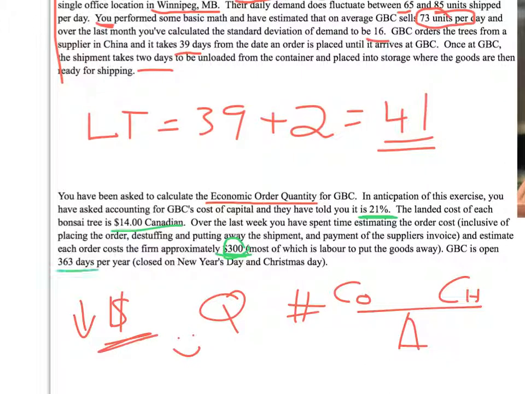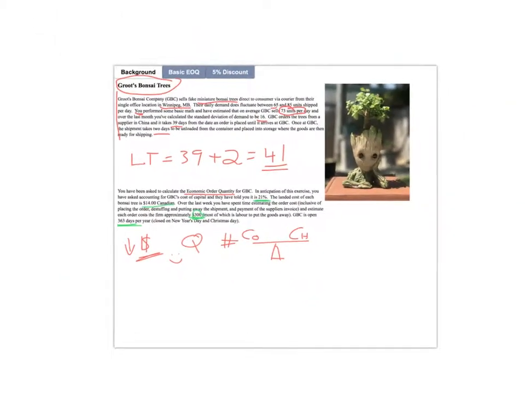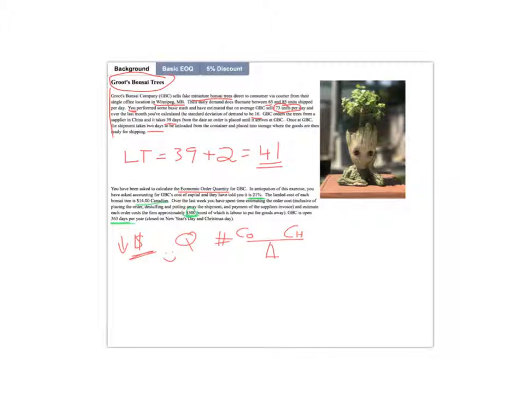We also need to know what our annual demand is for the formula. So we know, given this write-up, that GBC, or Groot's, is open 363 days. Okay, so that's the basic information. We're going to come back to some of that, but based on that, we have the pieces of the puzzle that we need to calculate EOQ.